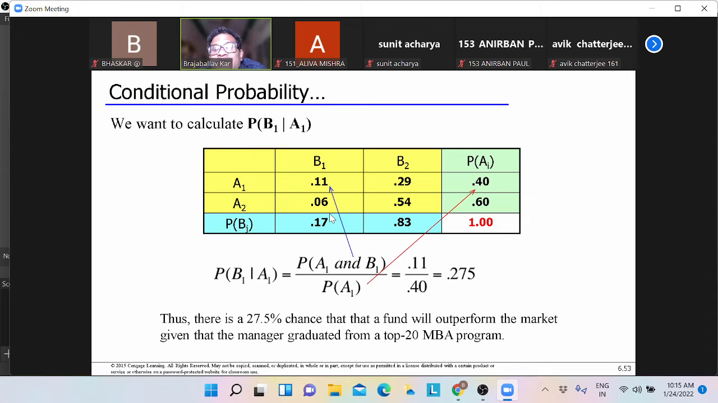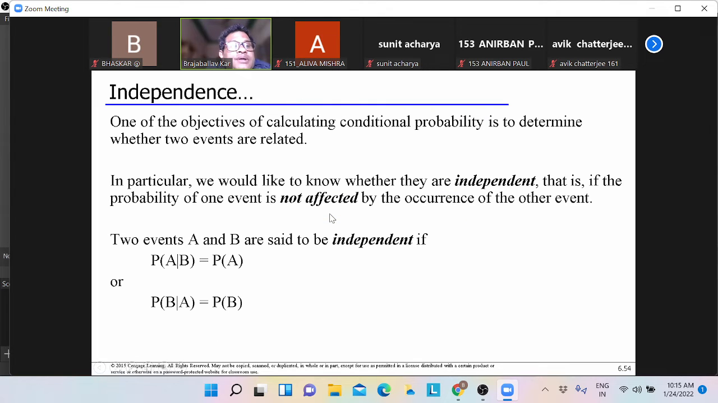And please notice, you can always also think that less than that is 100 minus 27.5, which gives you 62.5% chances that the fund will not outperform. Okay, so that is the use of this conditional probability.